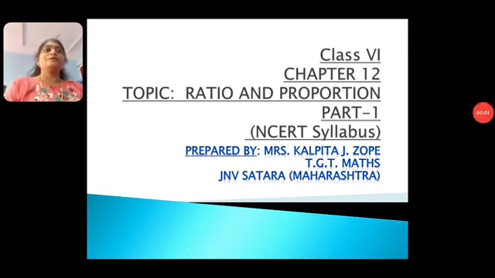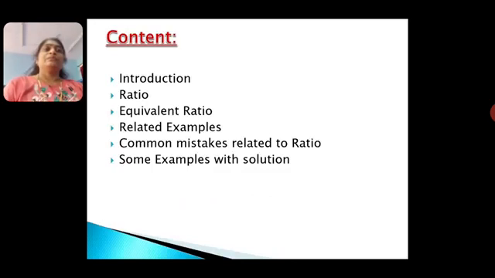Hello dear students, today we start chapter 12, topic ratio and proportion, part 1. Means in this chapter we study about ratio. Here we learn about some basic introduction, ratios, equivalent ratio, related examples, common mistakes related to ratio and some examples with solution.